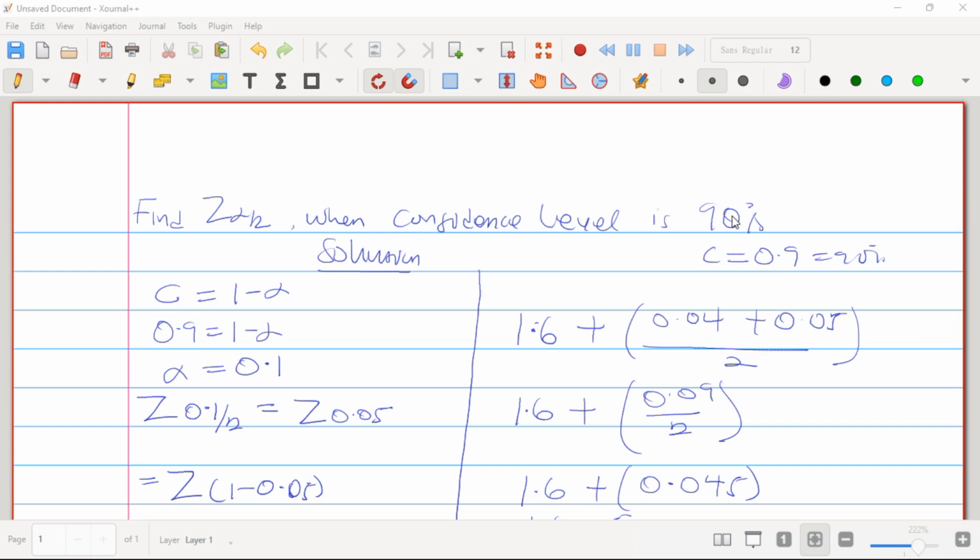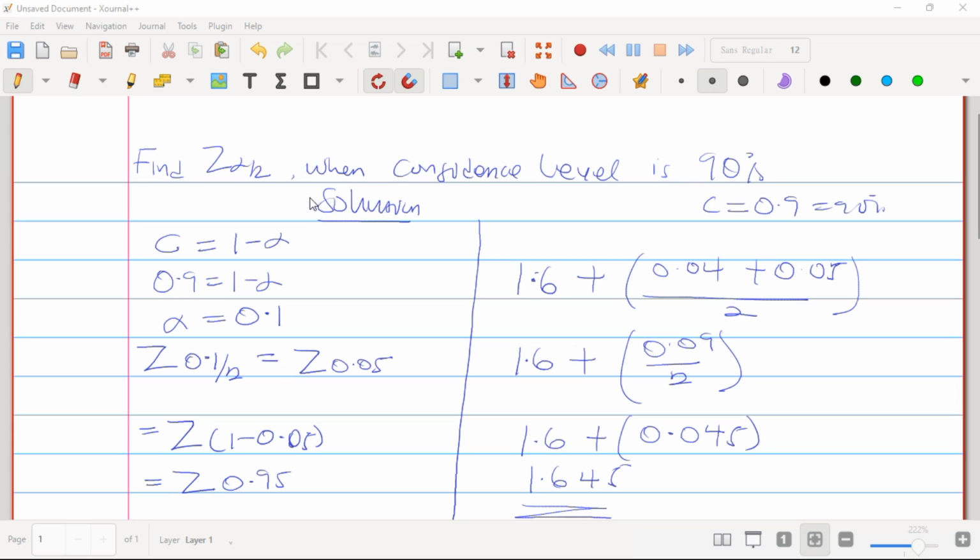So let's start. For instance, if you have been given that we should find z-subscript alpha divided by 2 when our confidence level is 90%. So here our c is given as 90%, that's 0.9, and we know that c is equal to 1 minus alpha, right? Our confidence level is equal to 1 minus what? Alpha. And then we know our c to be 0.9, so you just have to make alpha the subject, because before we can calculate z-subscript alpha divided by 2, you have to get alpha. So when you make alpha the subject, it will be alpha is equal to 1 minus 0.9, which you are going to get 0.1.